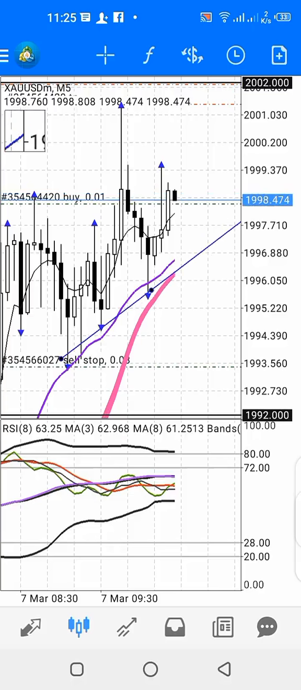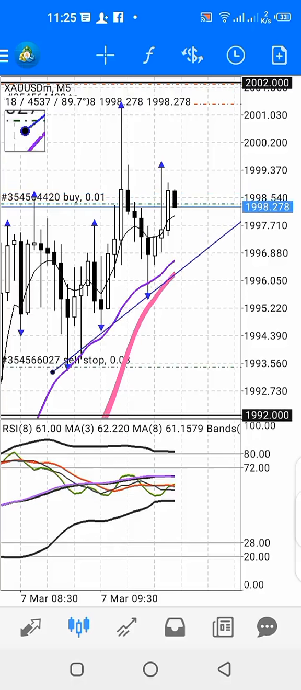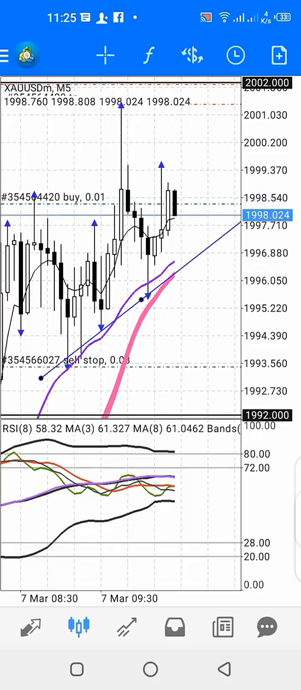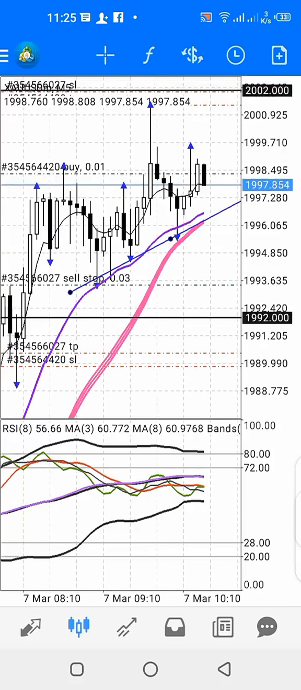Okay, so at the pin bar, below the pin bar, I can see an ascending trend line indicating that price will most likely go up. Okay, price will most likely go up because of the ascending trend line.